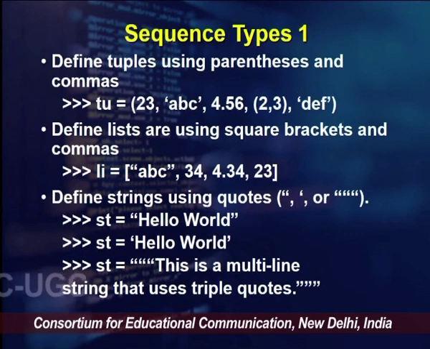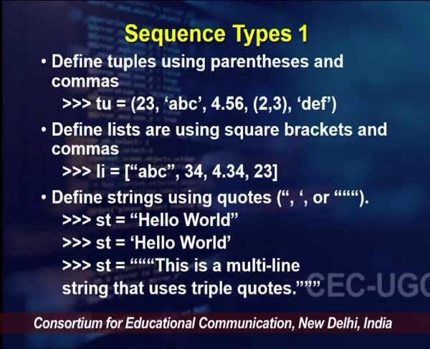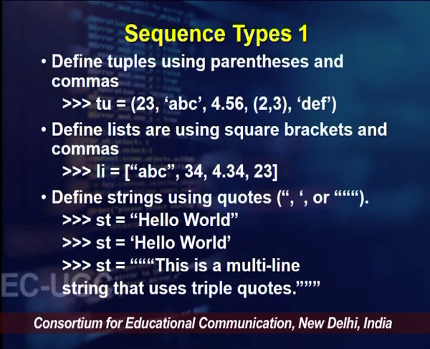So, the first sequence type: how do you define the tuple? We define the tuple using parentheses and separate the items within the tuple using commas. We can have any type of item, as we have already said, within a tuple. They are in parentheses and all separated by commas. Text items are put in double quotes, string items are put in quotes, and numbers and floating point numbers are put as they are.